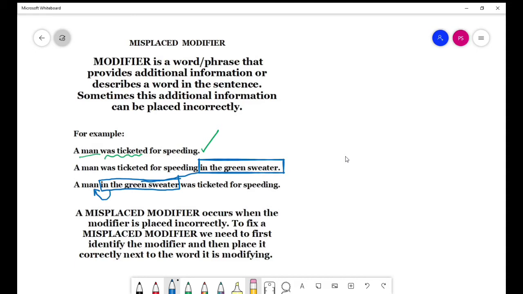In our example here, the green sweater is modifying the man, and placing it next to the man makes the sentence coherent. If you read it, a man in the green sweater was ticketed for speeding makes perfect sense as it is. A misplaced modifier occurs when the modifier is placed incorrectly, which is why it's called misplaced. To fix a misplaced modifier, the first step is to identify the modifier itself. Once we identify the modifier, we must rearrange the sentence to put the modifier next to the word that it is modifying or describing.